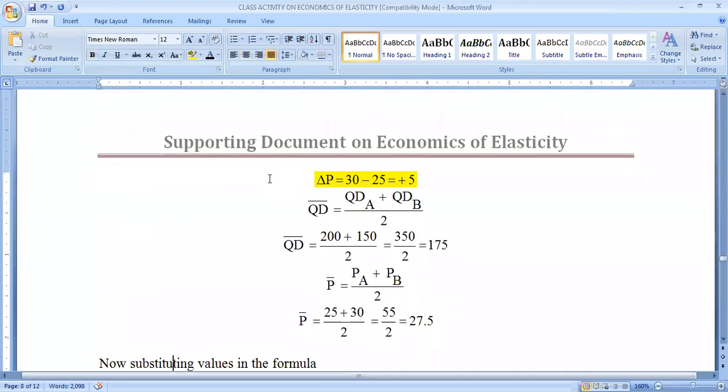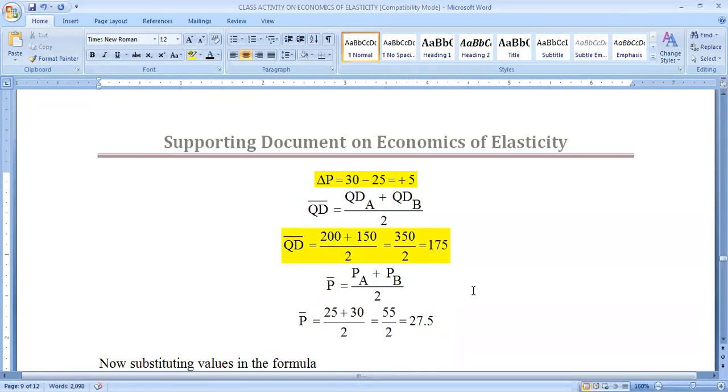Okay. Let's move to the component number 3, which is QD bar. The formula for QD bar is QD at point A plus QD at point B. The sum should be divided upon 2. So quantity demanded at point A is 200 and quantity demanded at point B is 150. So dividing the sum, which is 350, upon 2, we obtain answer in the form of 175. So QD bar, which is the average quantity demanded of 2 points, equals 175. So this is our component number 3 of the formula.